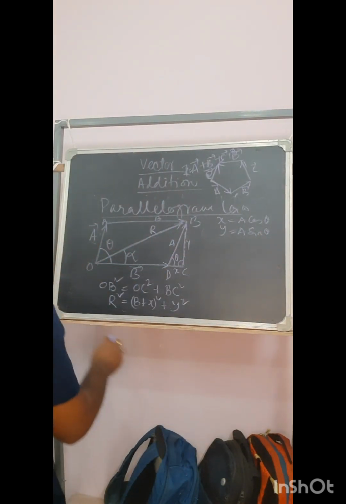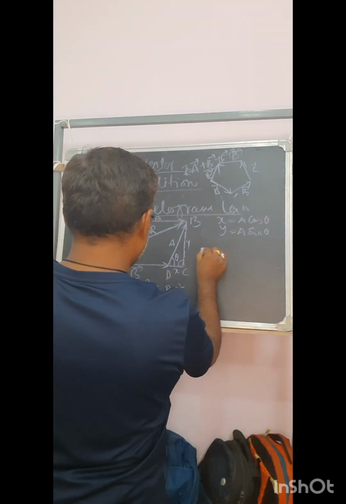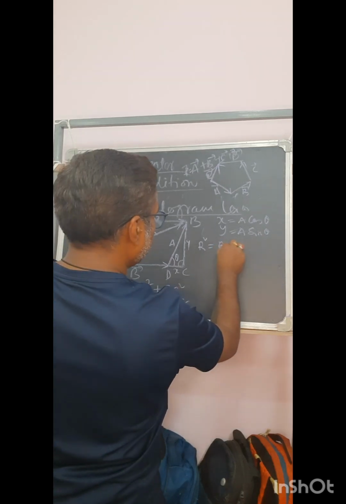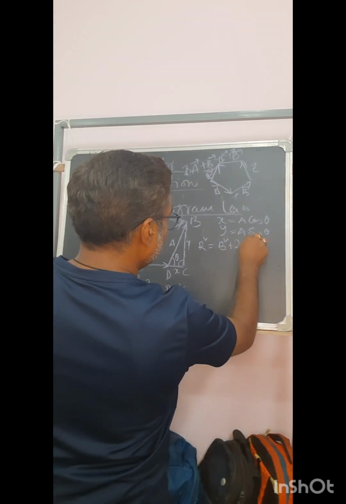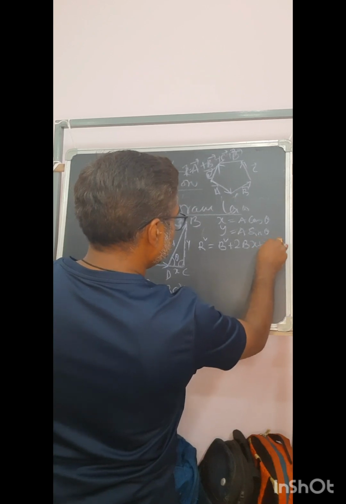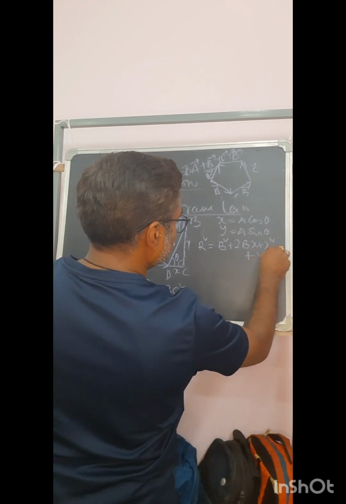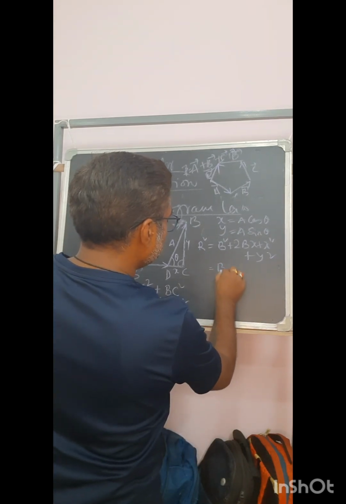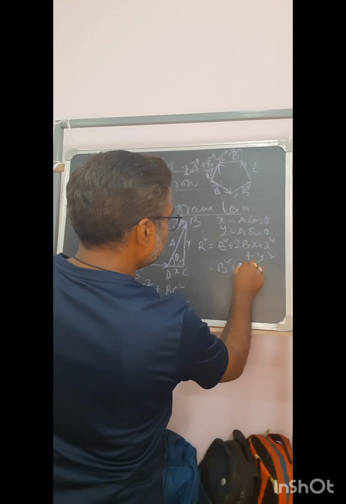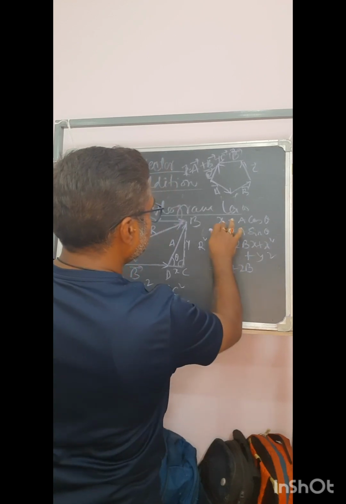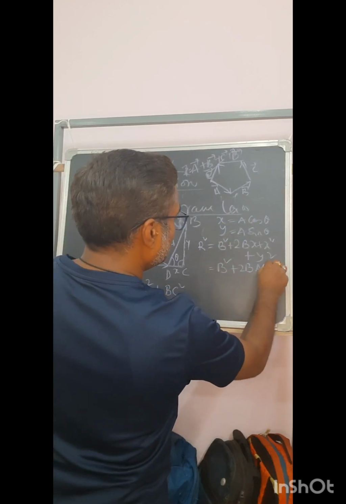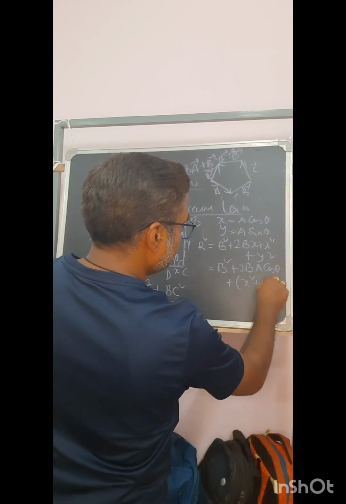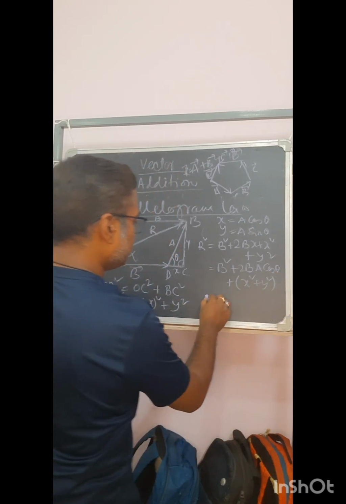Okay, now what is this? If I expand it, R square is equal to B square plus 2 into B into x plus x square plus y square. So B square is B square, 2B, what is x? x is equal to A cos theta, plus, if I take x square and y square in a bracket, let me see if anything I can write.